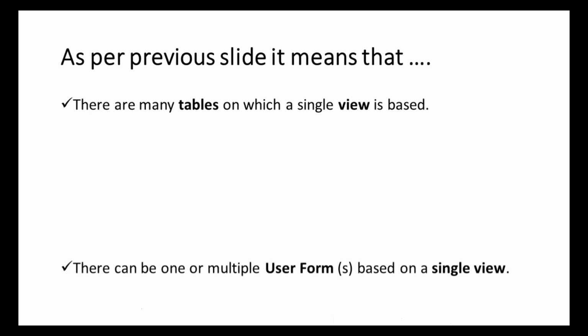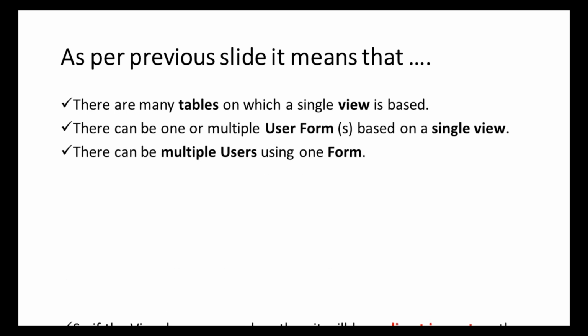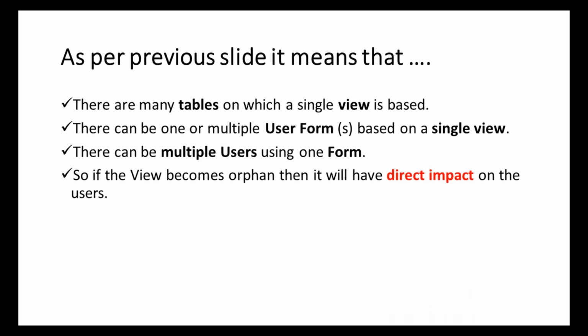So this is a description of the diagram. I'll not go over that again. If a view becomes orphan, then it will have a direct impact on the users. This last line is what I want to tell you. What does it mean? We just saw the demo of it, isn't it?